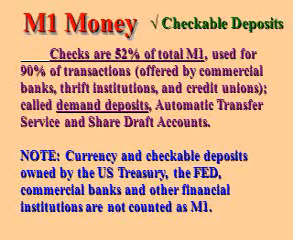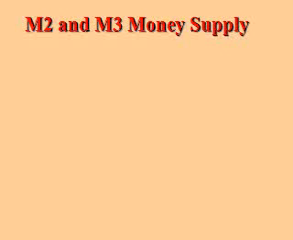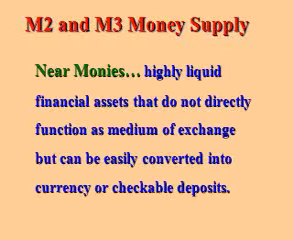Just one other important item to note here: currency and checkable deposits owned by the U.S. Treasury, the Fed, or commercial banks and other financial institutions are not counted as M1. So if Chase were to cut a check to, say, Fifth Third Bank or something like that, those are not counted as M1. All right, so let's learn a little bit more about M2 and M3 money supply here.